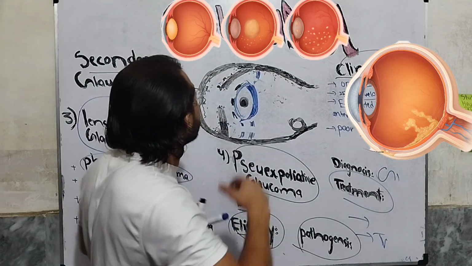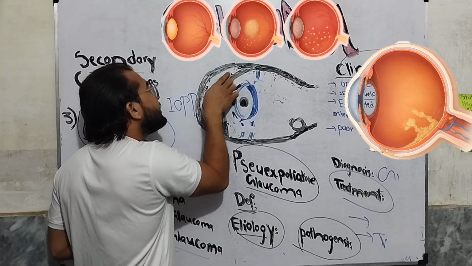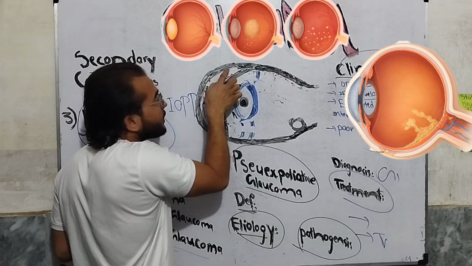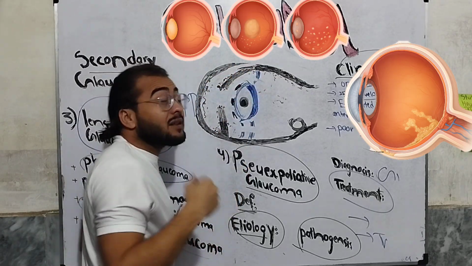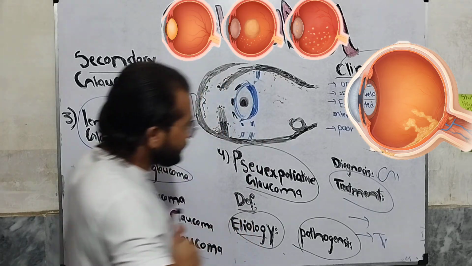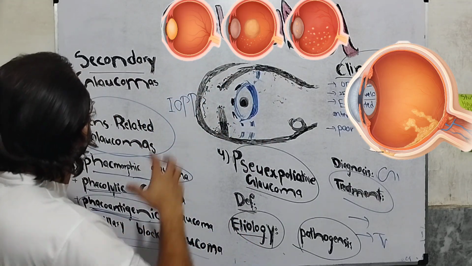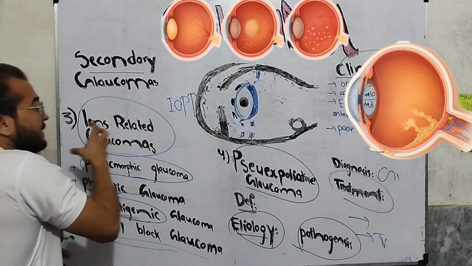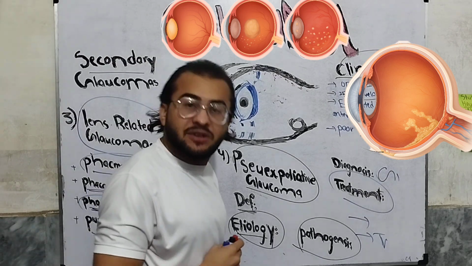Trabeculectomy is a surgical procedure in which we connect this anterior chamber to the subconjunctival or subtenon space, okay. So this was about the secondary glaucomas caused by the lens and pseudoexfoliative material.